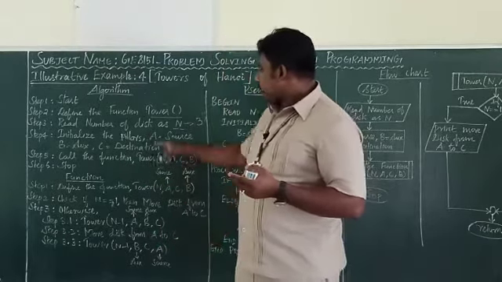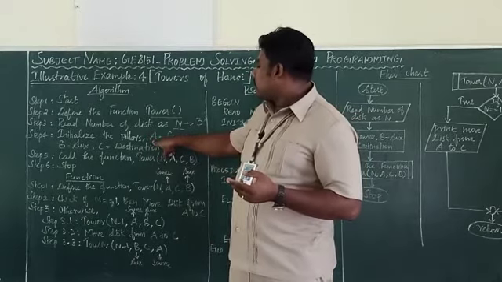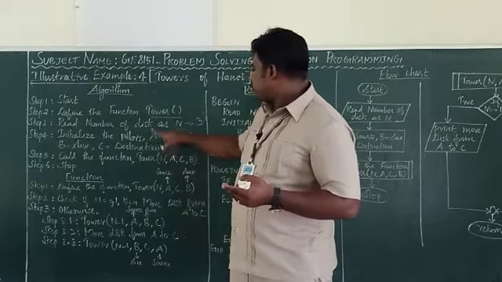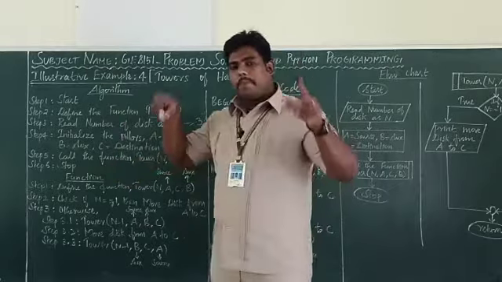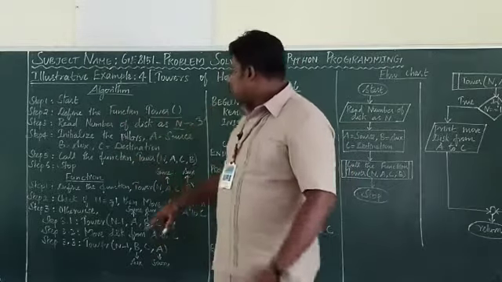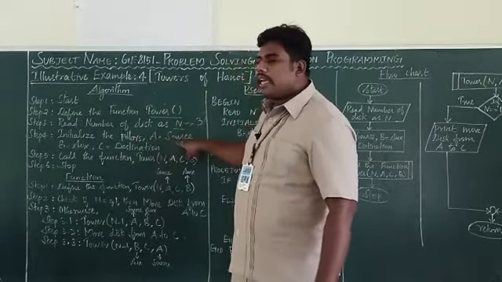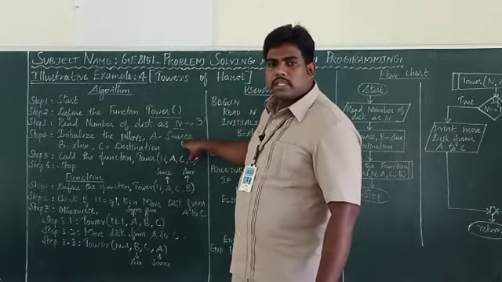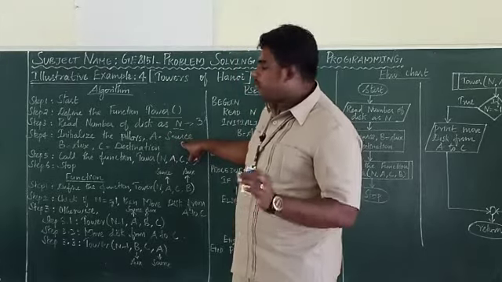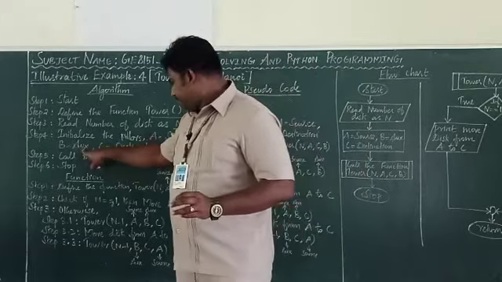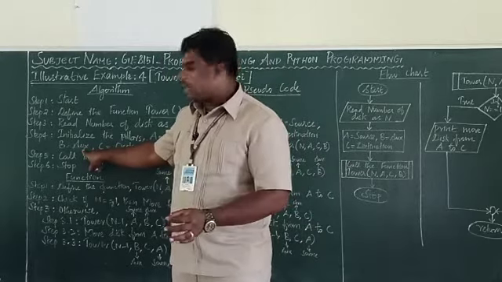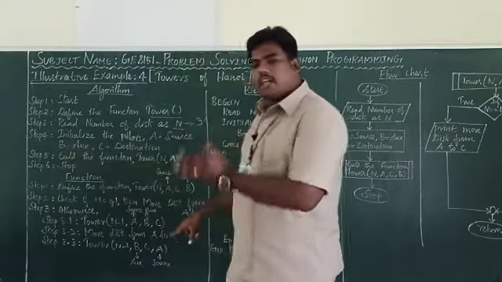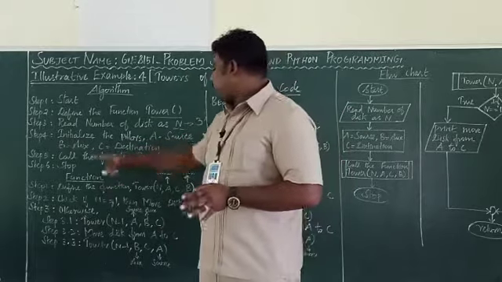So the first disk, initialize the pillars. Disk is 3. Then how many poles or pillars are there? 3, right? So initialize the pillars. A pillar is called as source. Okay, what's the source pillar name? A. And the aux pillar, the middle pillar name is B. And the last destination pillar name is C.